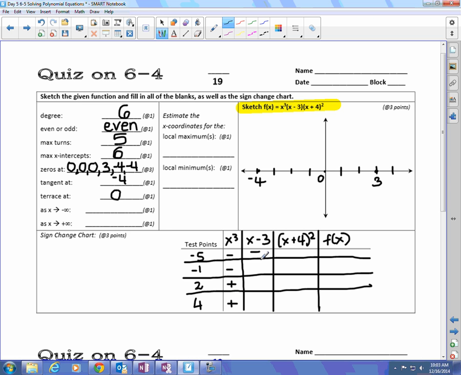Negative 5 minus 3 is negative. Negative 1 minus 3 is negative. 2 minus 3 is negative. And 4 minus 3 is positive. Anything I plug in here when I square it is going to be positive. So I'm just going to fill in all pluses here.